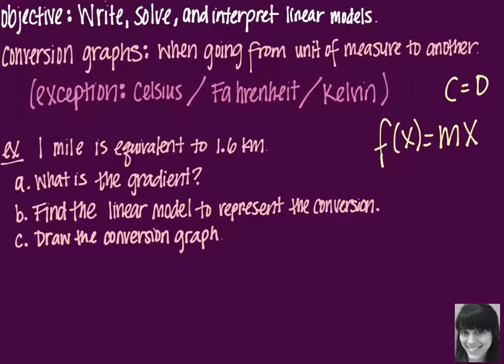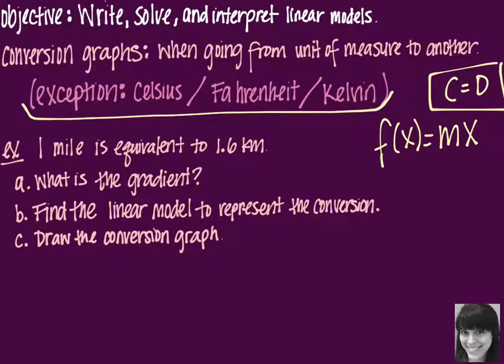The only thing that doesn't work when you're doing conversions is, or not the only thing, but one of the only things is temperature. So when I'm at 0 degrees Celsius, I'm actually at 32 degrees Fahrenheit. So it doesn't really work with temperature, but for most units of measure, it works so that your c is 0. Okay, for this example, we have 1 mile is equivalent to 1.6 kilometers. We want to find the gradient.